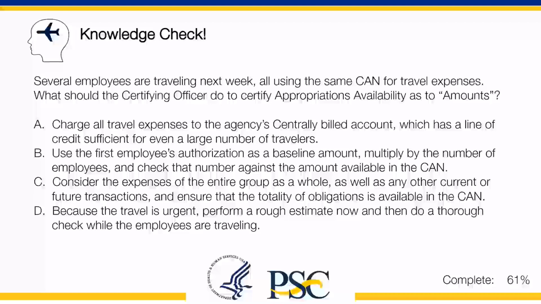C. Consider the expenses of the entire group as a whole, as well as any other current or future transactions, and ensure that the totality of obligations is available in the CAN. D. Because the travel is urgent, perform a rough estimate now, and then do a thorough check while the employees are traveling. Pause the video, consider your response, and then resume to learn the correct answer.